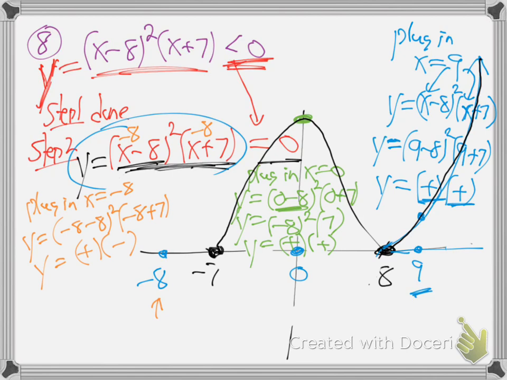Did you all see that? Anything squared is always positive, isn't it? Right? So minus whatever, squared, that's going to be positive. Negative 8 plus 7 is negative 1, so that's negative. Positive times negative, it's negative. So that means when I checked negative 8, I got some negative value. So that means the function is down in that section, so the graph must go down in that section. So there's a rough graph. There's basically what the graph looks like.